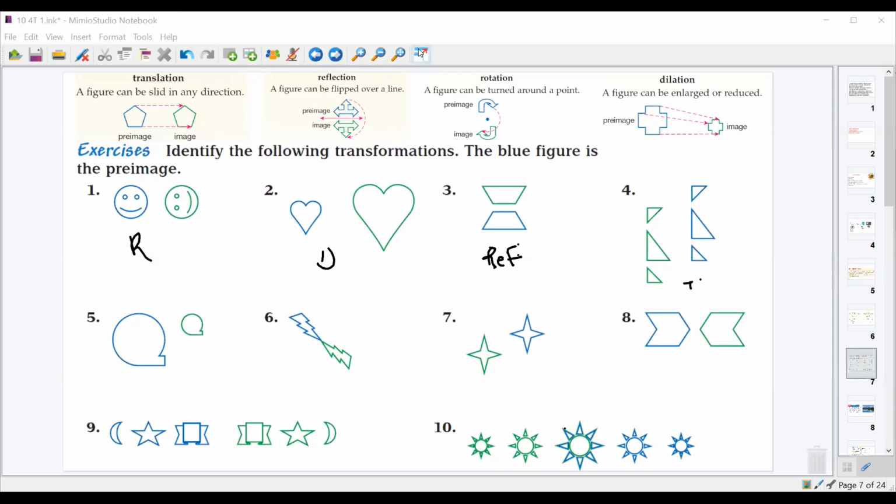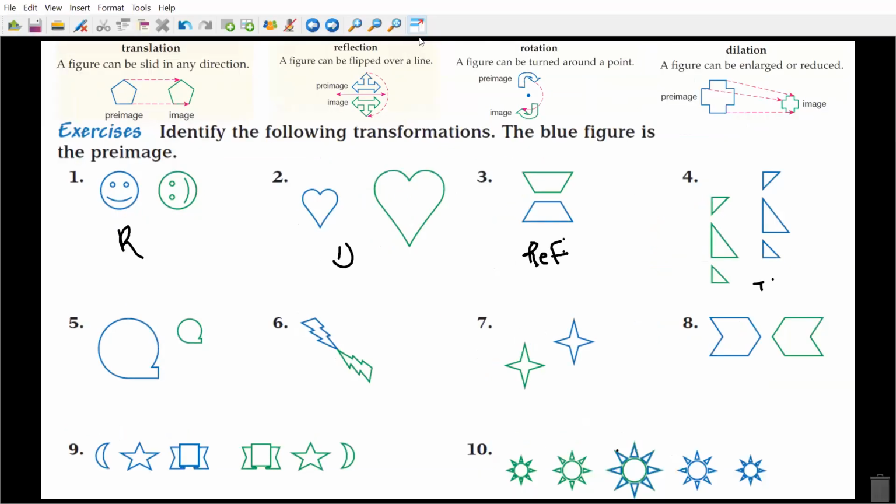Okay, here we go. So you said number 4 was going to be translation. Number 5, you said it was going to be dilatation. What about number 6? Reflection. It's going to be reflected under this point. Yeah. And number 7? Translation. Number 8? Reflection.